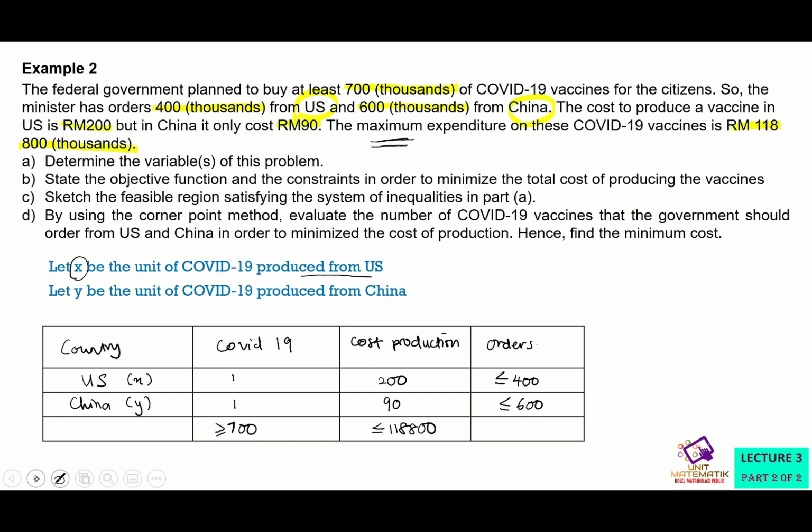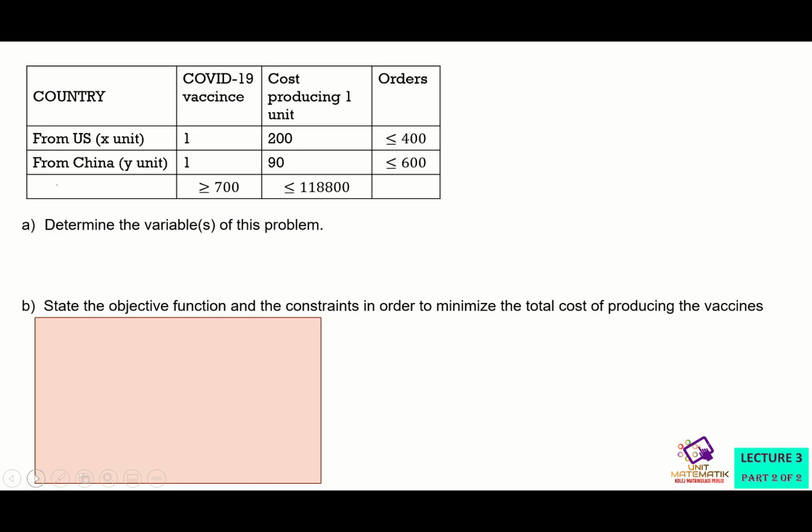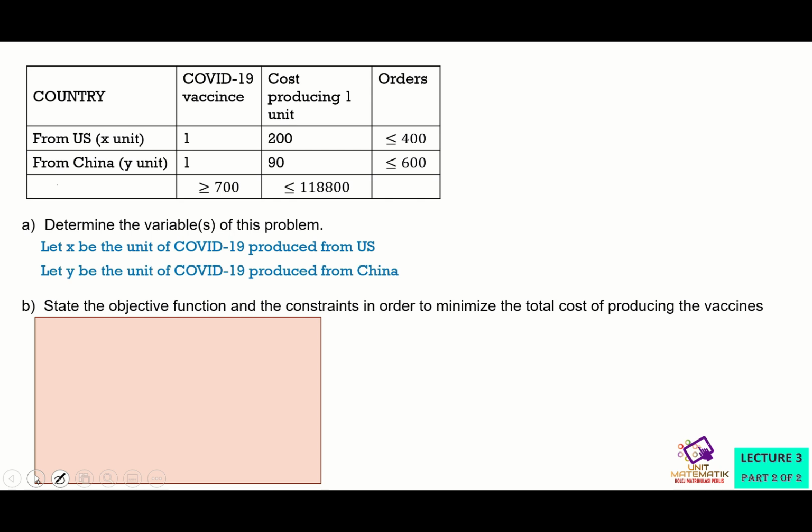So next, what do we have? For A, determine the variables of this problem. We already know the answer: let X be the unit of COVID-19 vaccine produced from the US and let Y be the unit of COVID-19 vaccine produced from China. And then B, state the objective function and the constraints in order to minimize the total cost of producing the vaccine. The objective function would be C(x,y) equals 200x plus 90y. So this is the objective function.